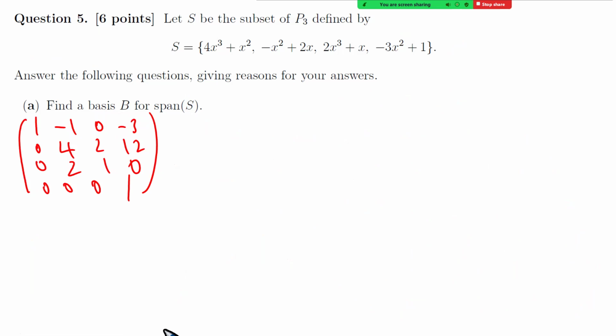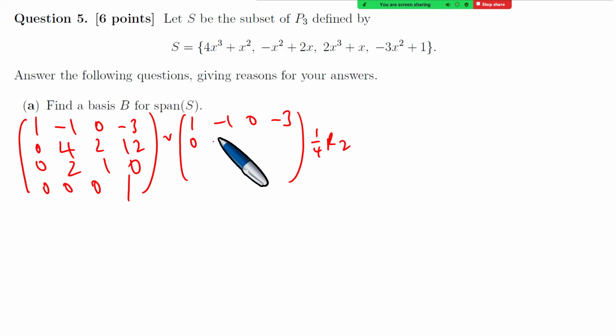The aim is to reduce this into reduced row echelon form. In principle, there's already a 1 here. We need a 1 here. Some books use an arrow. So you put 1/4 of row 2, meaning you have this one here. 1/4 would be that. Then 0, 2, 1, 0, and 0, 0, 0, 1.